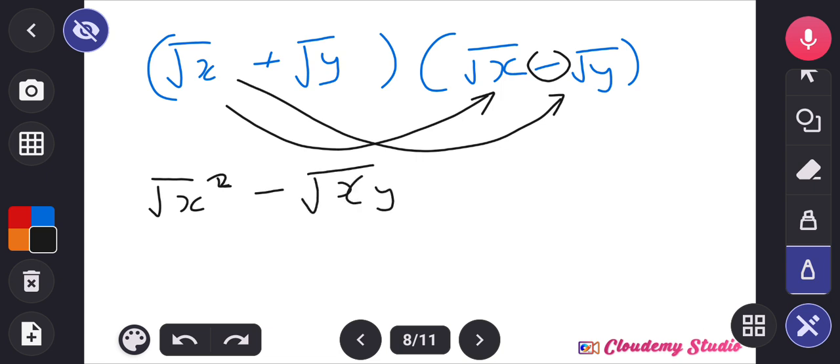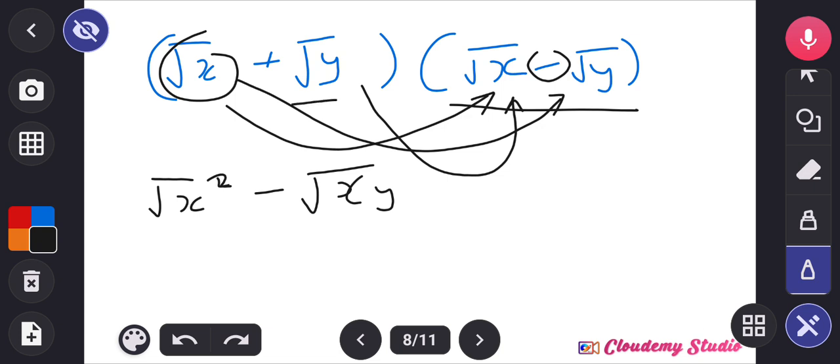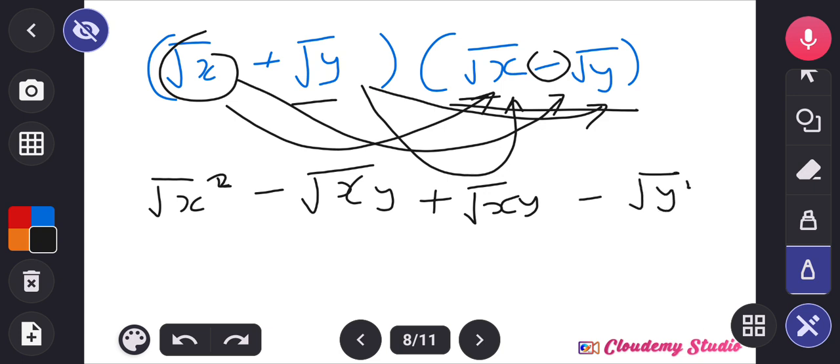Now, root y multiplied by root x. After you use this one to multiply the both here, you now use this one to multiply the both here. So root y multiplied by root x is plus root xy, right? Now root y multiplied by root y will give you minus root y squared. So this one will cancel out this one because root will cancel out square. This one as well, root will cancel out square.